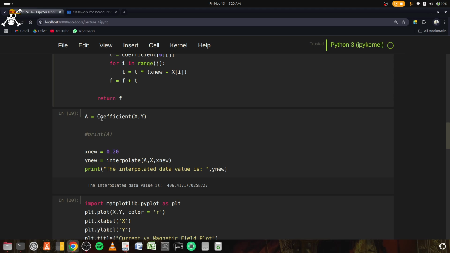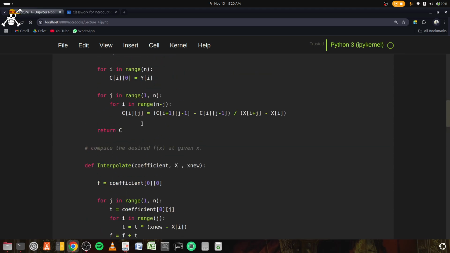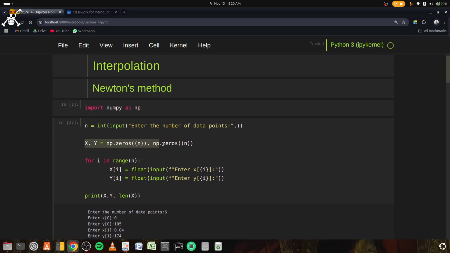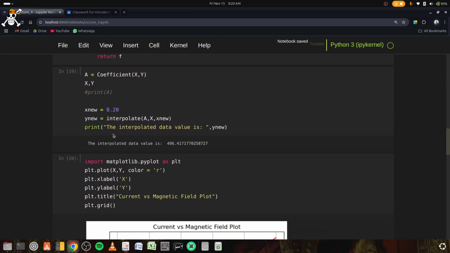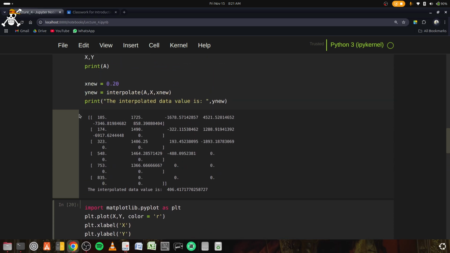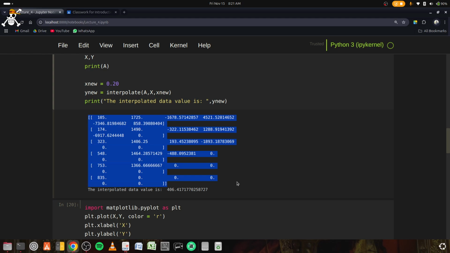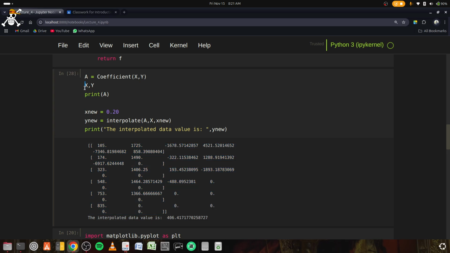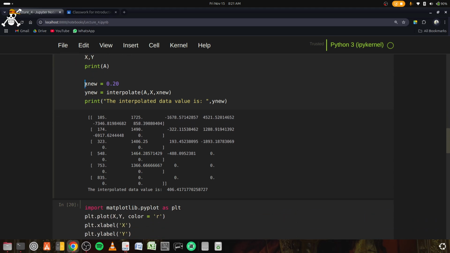Then let's take the actual values. So this a is the coefficient of xy. So here we have the xy data points. Now put a equal to the xy coefficient. So here we are actually calculating the coefficient matrix. If I now print this a, you see that this is actually the coefficient matrix. This has 6 rows and 6 columns. This is the coefficient matrix for the data points x and y, meaning the data for current and the magnetic field. Then for x new, x new is 0.20.